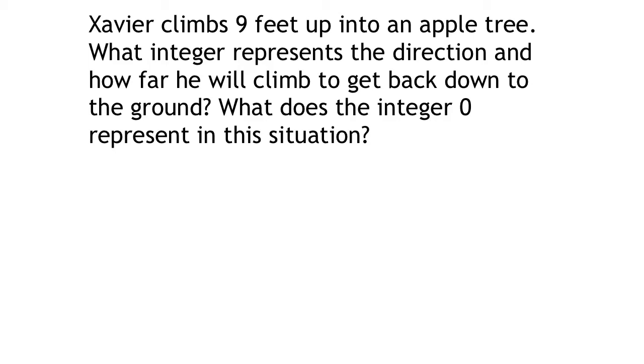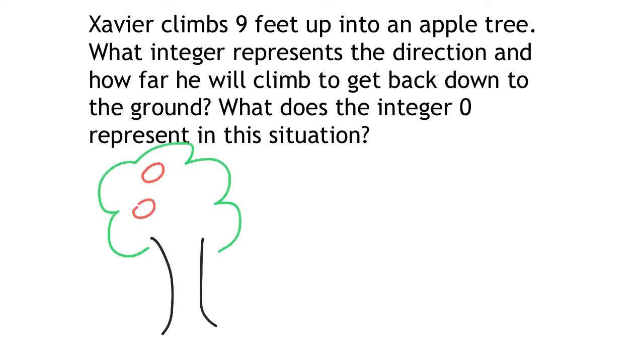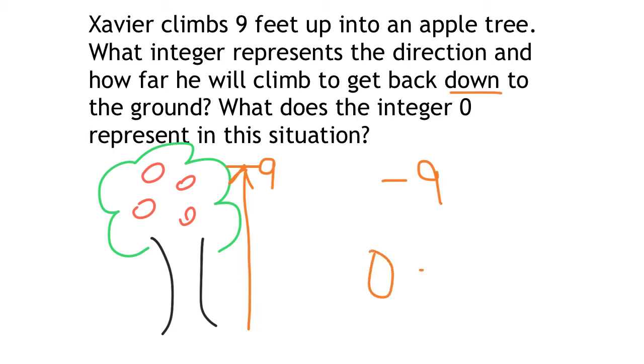So picture it. You have Xavier. He is up inside this apple tree. There's my little apple tree. And Xavier is up 9 feet in that tree. What integer will represent him getting back down? Well, since he's going down 9 feet, negative 9 is the integer to represent that. And in this situation, the integer 0 is referring to the ground level. 9 and negative 9 is 0.